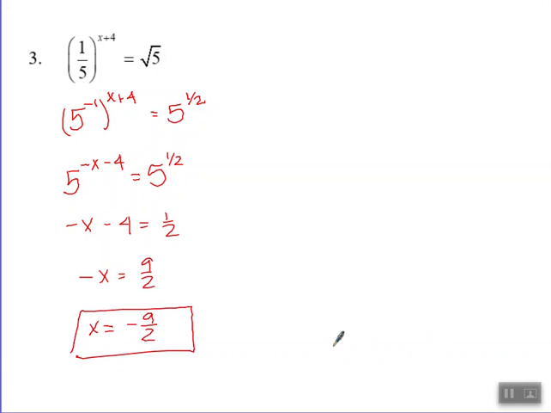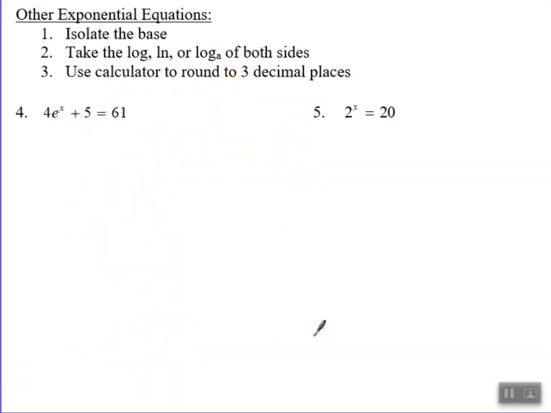Let's take a look at another technique for solving exponentials. You cannot always rewrite an equation so that both sides of the equation have the same base. So if that's not possible, you can isolate the base, take log, natural log, or log base a of both sides, and then use your calculator to figure out the decimal approximation of the solution.